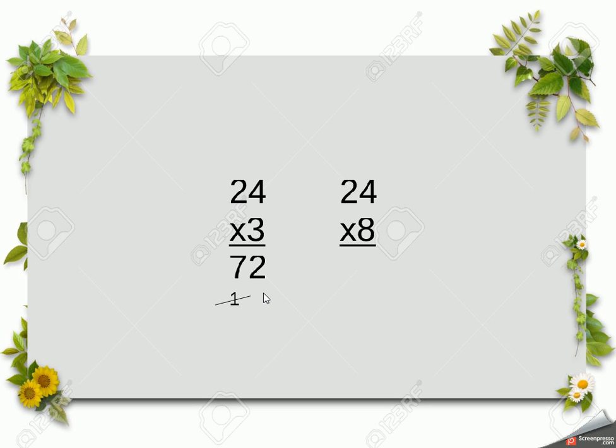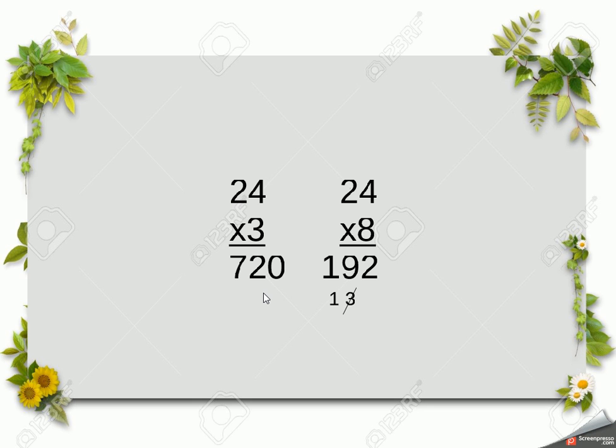Over to the right side then, we start off with 8 times 4, which is 32. The 3 is going across, and we're leaving the 2 because the 3 is in the tens column of 32. Then we do 2 times 8, which is 16, adding on the 3 to make 19, and the 1 goes across, which gives us 192.